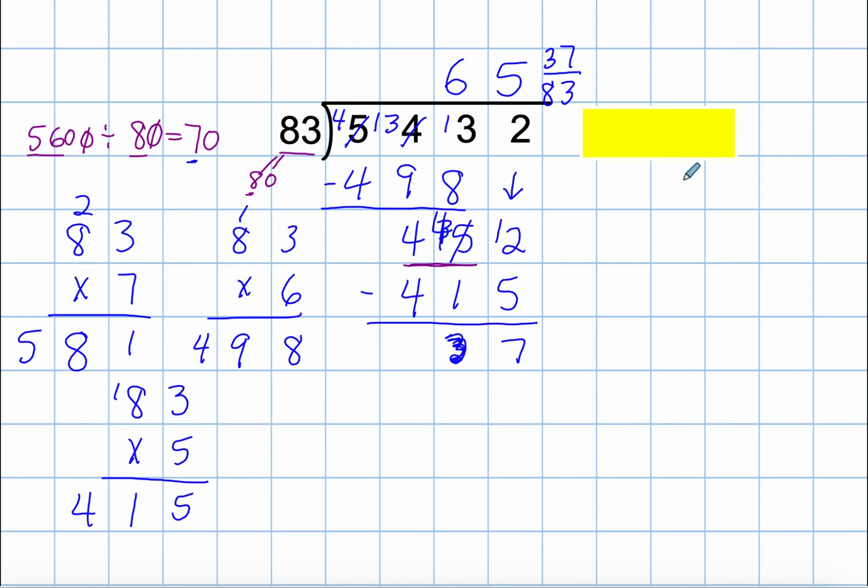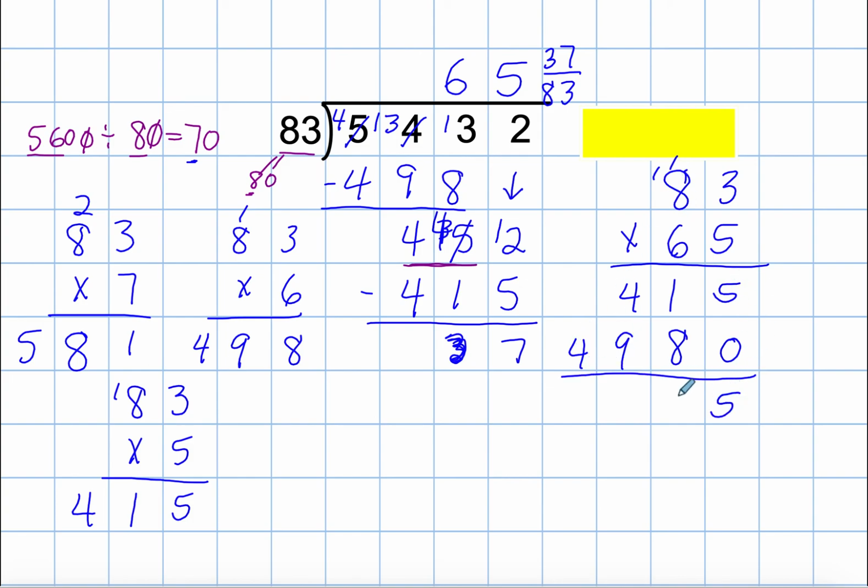So I'm going to get 37 83rds as my remainder. I could very quickly check 83 times 65 and see that this works. That's 15, 41. Put my 0. That's 18, 48, 49. That's 5, 9, 13, 5.